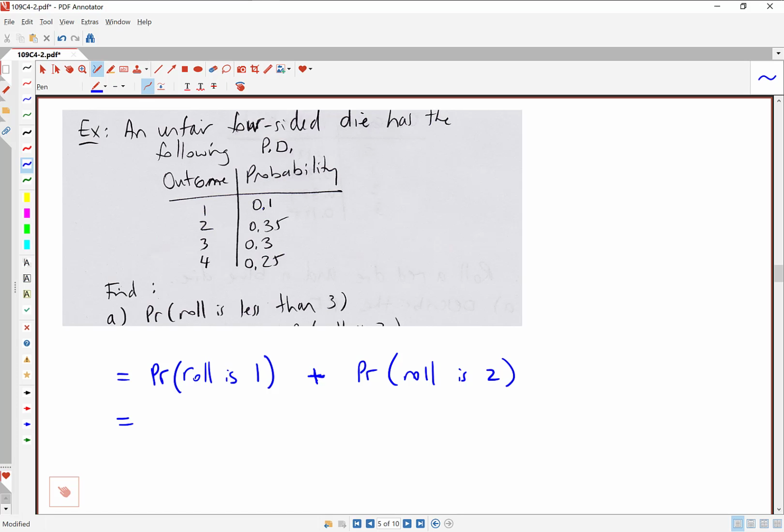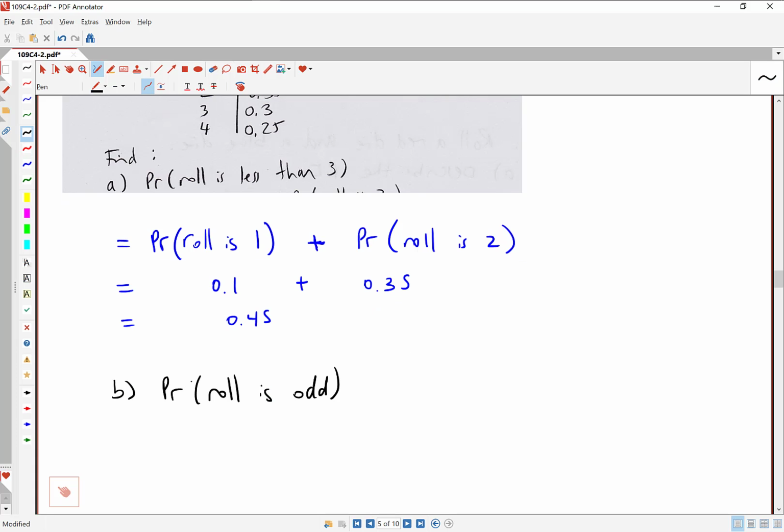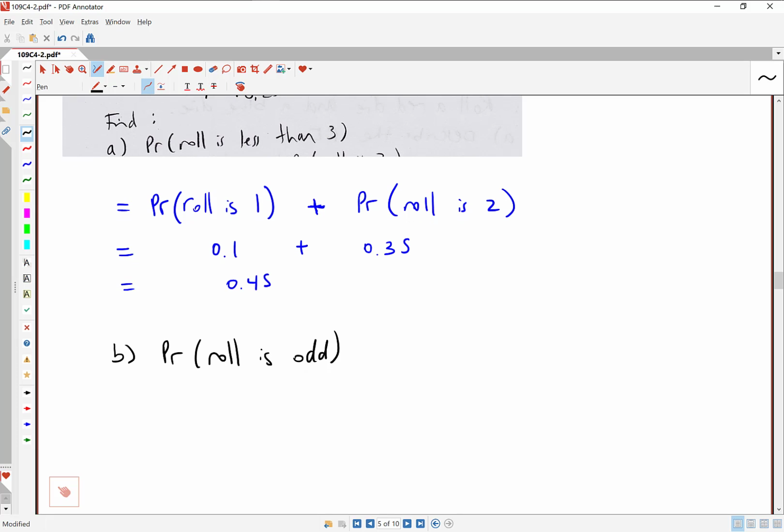So the probability that the roll is 1 is 0.1, plus the probability that the roll is 2, well, that's 0.35. So if we add those together, we get 0.45, or in other words, 45% probability that the roll is less than 3. Part B, let's find the probability that the roll is odd.